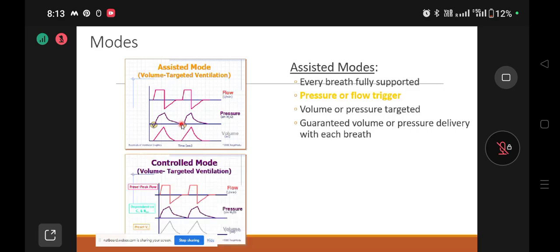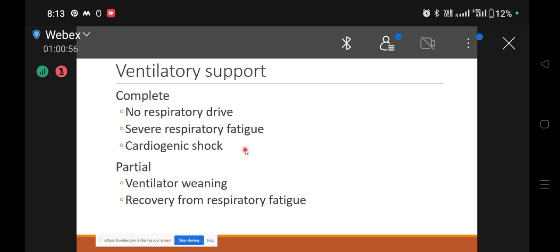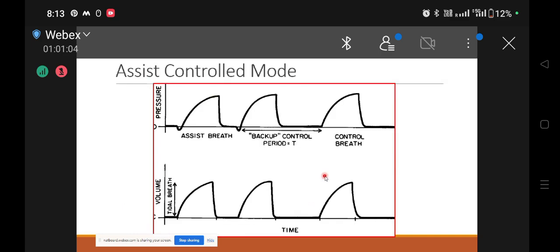Same thing is seen in assisted mode, and if you compare it with the control mode, there is no negative deflection. All the breaths are totally given by the ventilator. So if you want to provide support through a ventilator, it could be complete, like in children with Guillain-Barré, where there is no respiratory drive, there is severe fatigue, cardiorespiratory shock, other things where you need a complete ventilatory support. Partial you would probably require in weaning and recovering from respiratory fatigue. So this is classically an assist control.